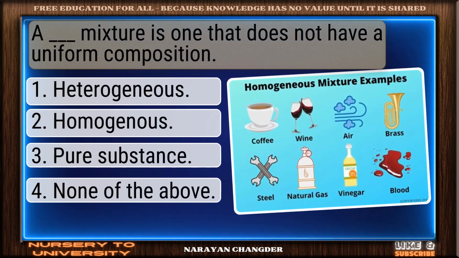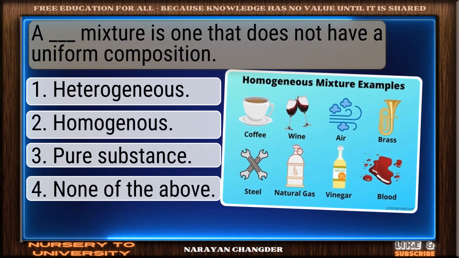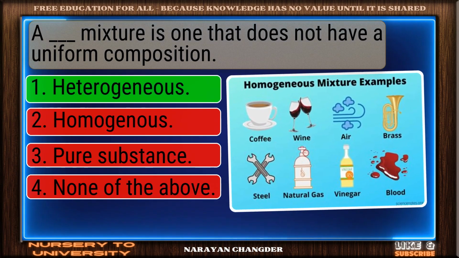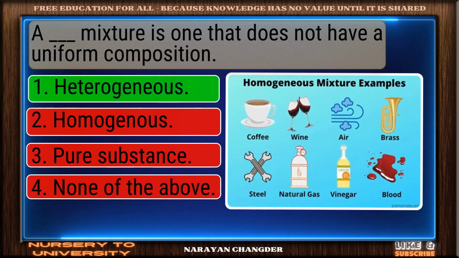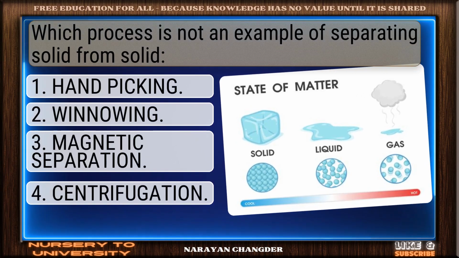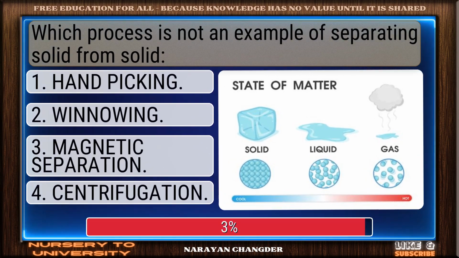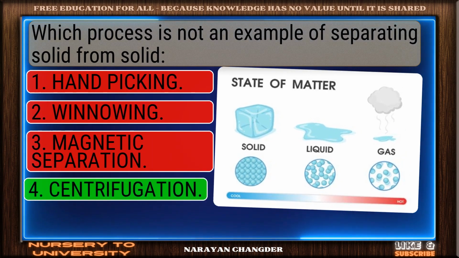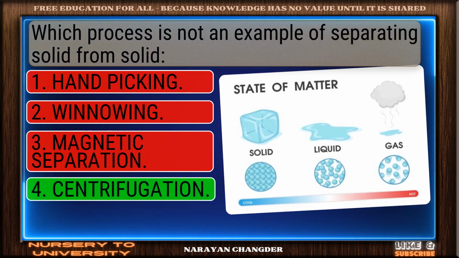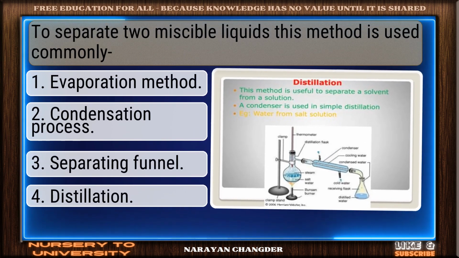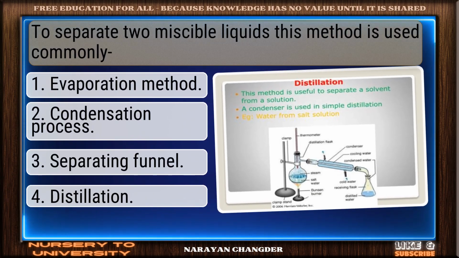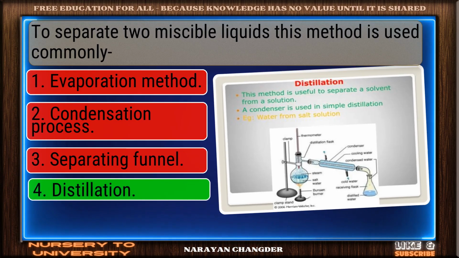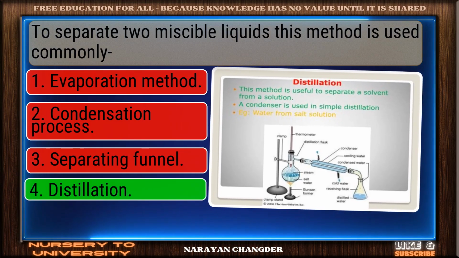A dash mixture is one that does not have a uniform composition. Excellent choice. Heterogeneous is the right answer. Which process is not an example of separating solid from solid? Sharp thinking. Centrifugation is the right choice. To separate two miscible liquids, this method is used commonly. Well reasoned. Distillation is the correct choice.